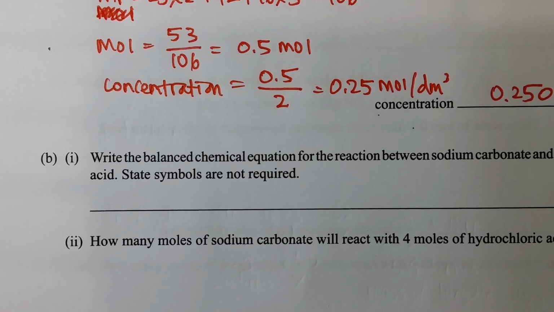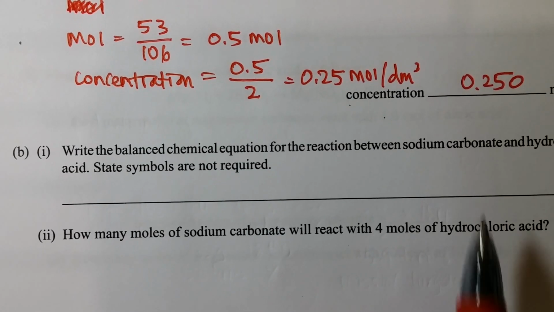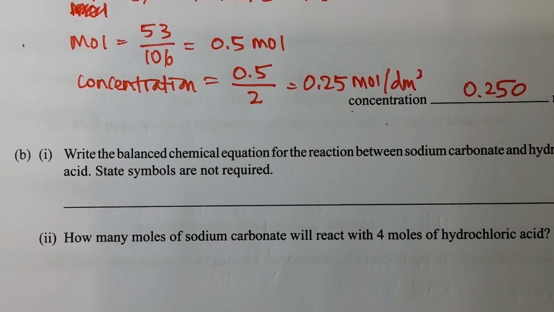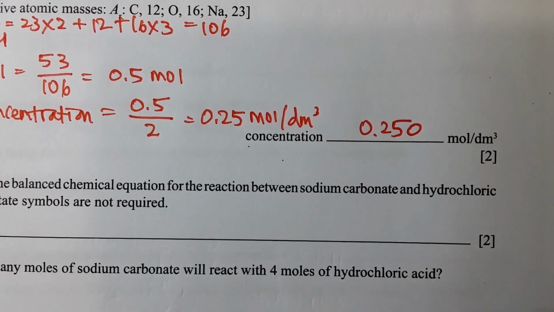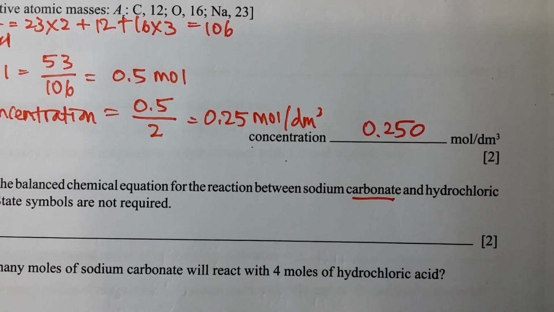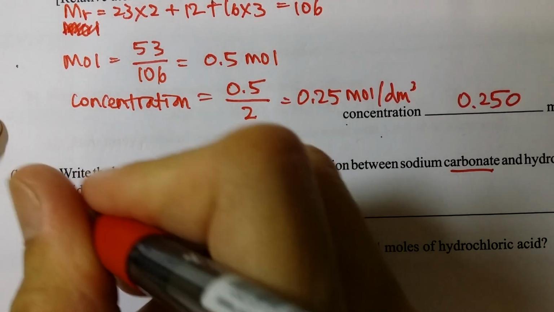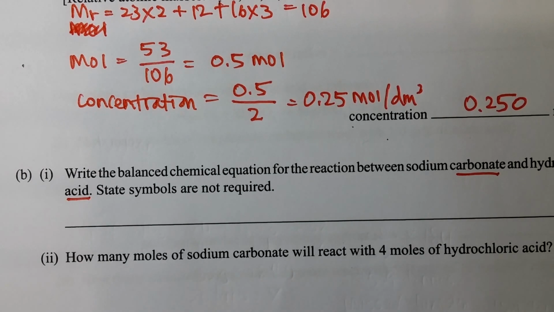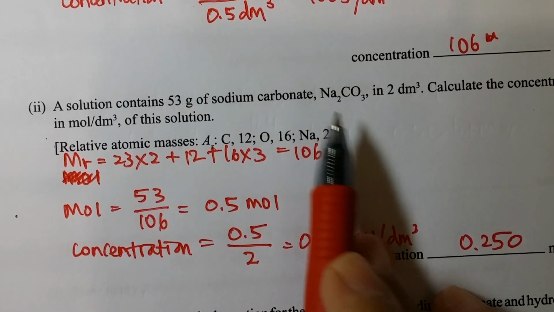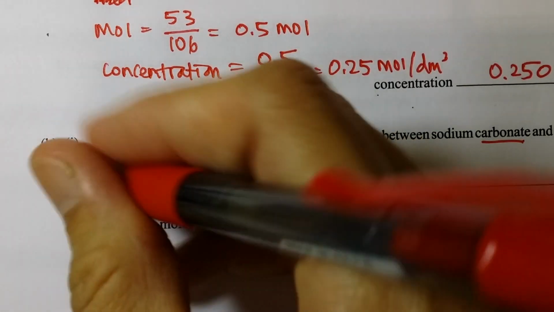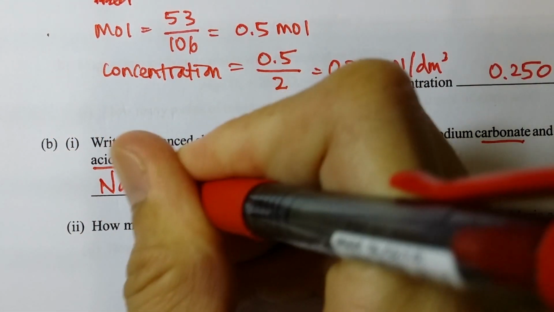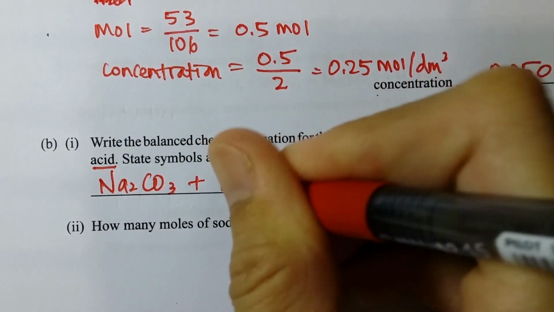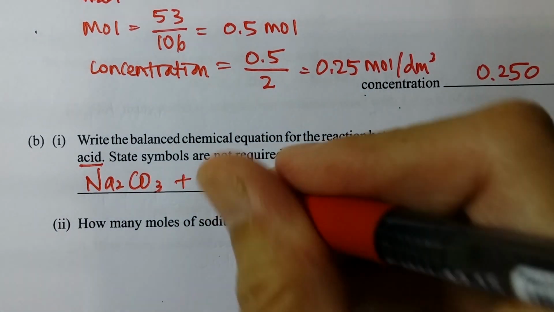Okay, next one. Write the balanced chemical equation for the reaction between sodium carbonate and hydrochloric acid. State symbols are not required. So sodium carbonate, what kind of substance is it? It is a carbonate. Hydrochloric acid, it is an acid. So acid and carbonate, you have to recall, acid and carbonate, you get salt, carbon dioxide, and water. So sodium carbonate, they give you already the chemical formula. So it's Na2CO3. Hydrochloric acid, of course, is HCl.